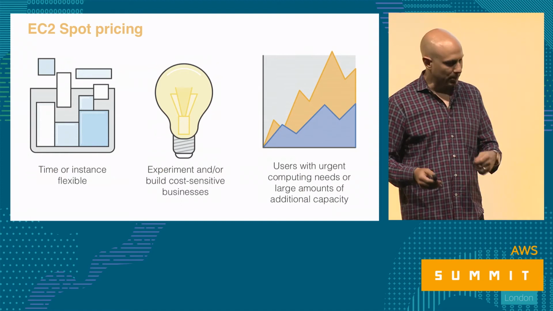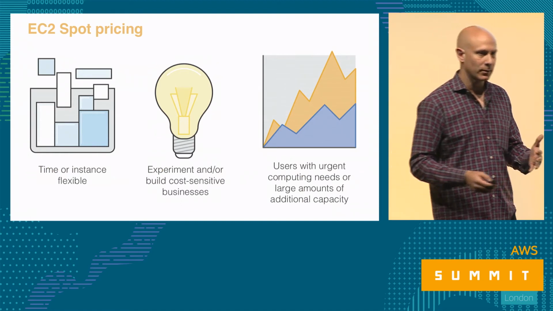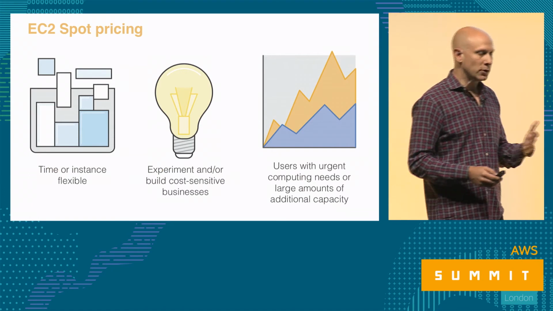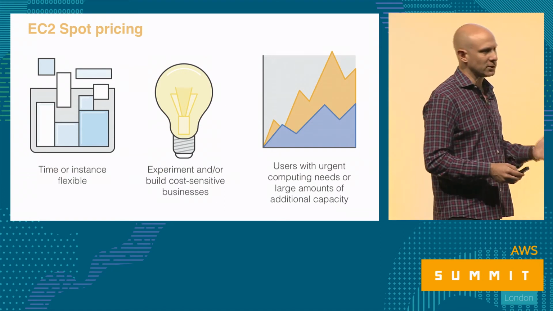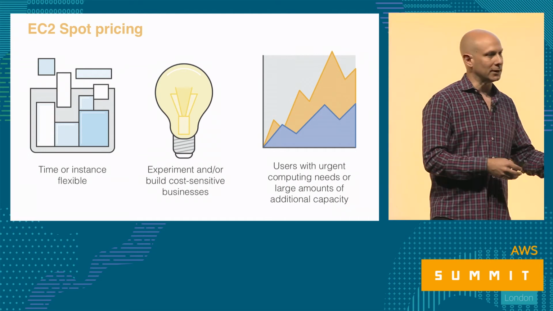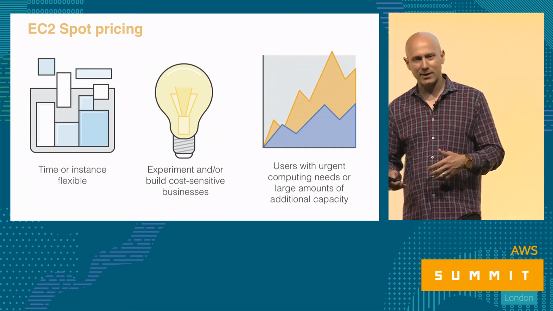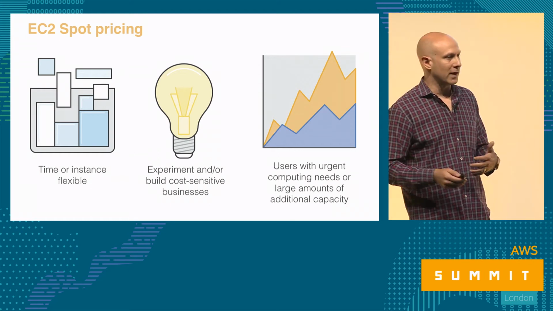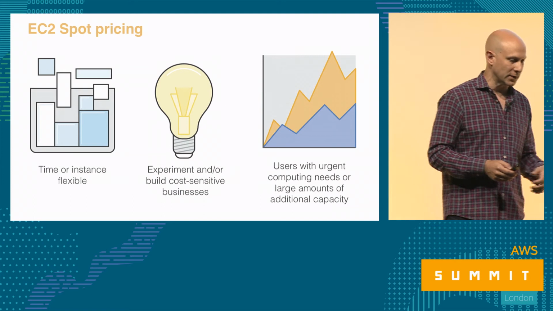Then the last, which is near and dear to my heart, is EC2 spot pricing. So spot is spare on demand that you can use for a significant savings. This is great for your applications that are time or instance flexible. Can you start up a little later? Can you use multiple different kinds of instances? Because the spare instances that are available vary across instance types and availability zones.